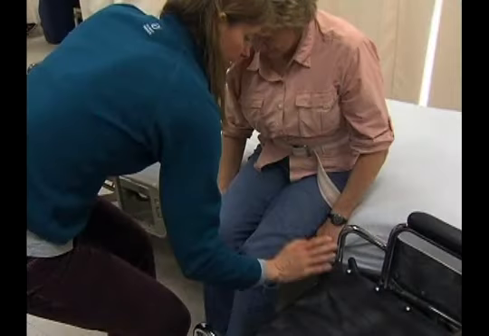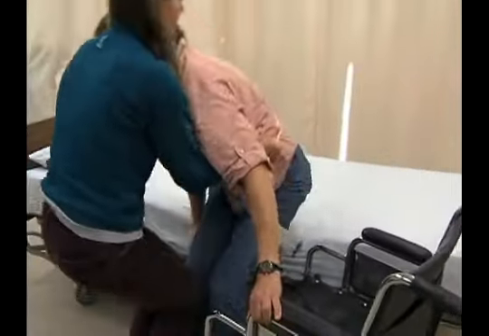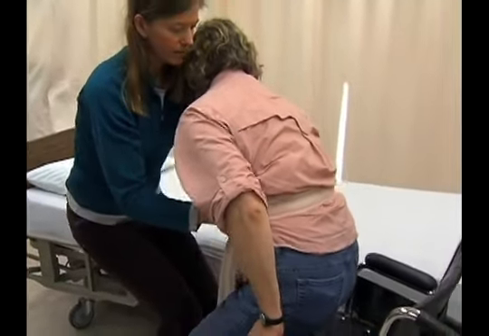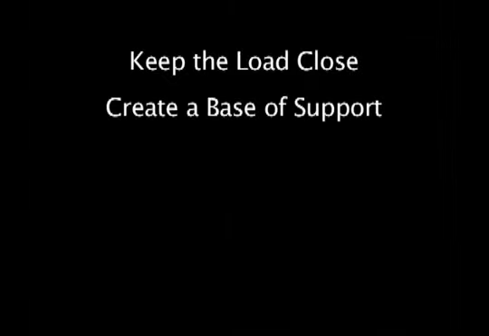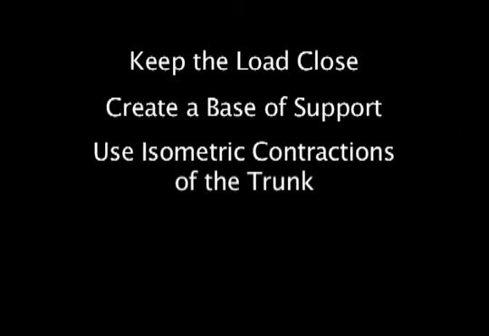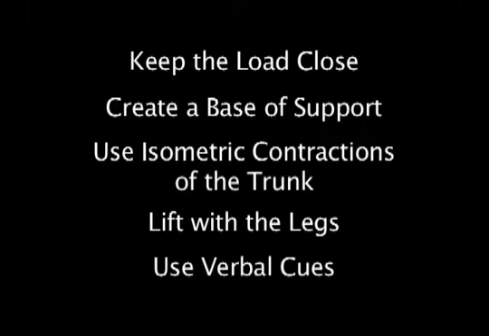Position yourself and patient for the transfer. Be aware of the position of the feet. Use appropriate body mechanics. Follow the 5 cardinal signs. Keep the load close. Create an appropriate base of support. Use isometric muscle contractions of the trunk to maintain the trunk in a preferably erect position. Lift with the legs and do not twist. Where the hips go, everything else follows. Make sure the patient looks away from where their hips are going.